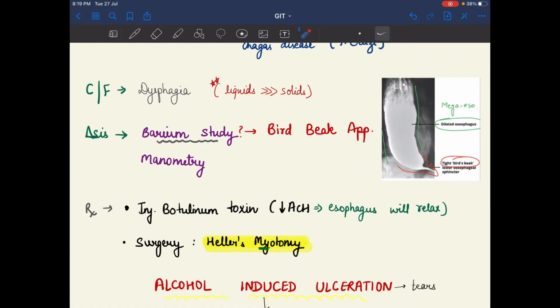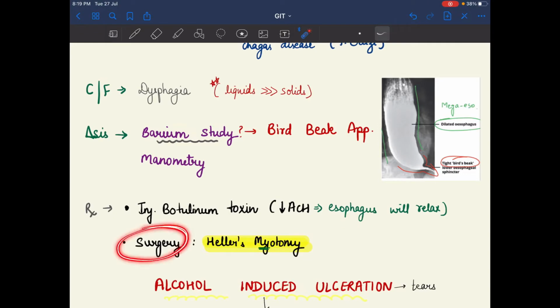Now next one, how we can treat the achalasia cardia patient. We can inhibit the acetylcholine. We can decrease the acetylcholine by giving an injection of botulinum toxin, and the esophagus will get relaxed.